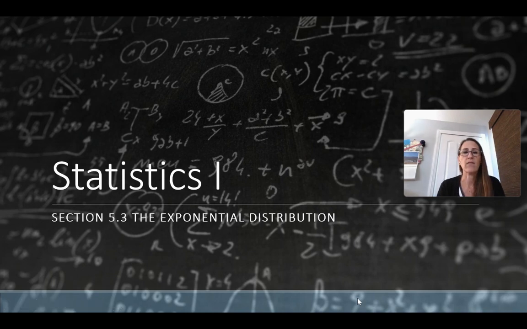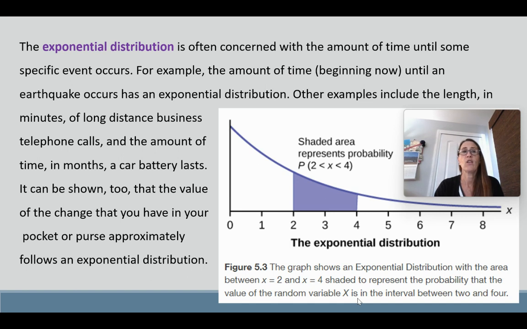This video is going to cover section 5.3, the exponential distribution. So the exponential distribution is often concerned with the amount of time until some specific event occurs. For example, the amount of time beginning now until an earthquake occurs has an exponential distribution.